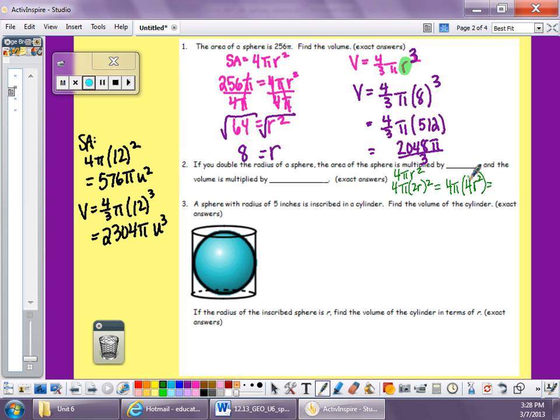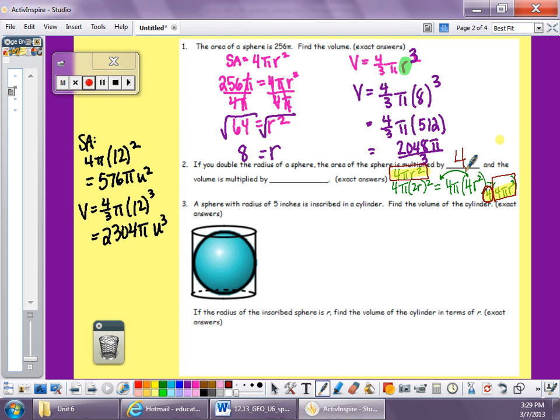So what I'm going to do is take this 4 here and pull it out in front, and it will give me 4 times 4 pi r squared. So keep in mind my original area was this, and now it is this. So it is 4 times as many as the original, because this is the original that came here, and I have 4 of them. Okay, so this would be multiplied by 4.